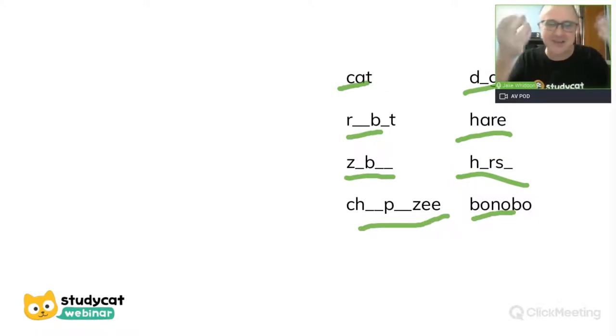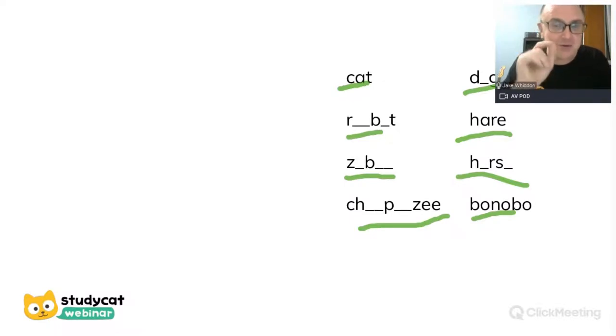Cat, dog goes together, kind of, right? Rabbit and hare, that's two types of rabbit type of thing. I don't know what they're called. A zebra and a horse, two types of equine animals. And a chimpanzee and a bonobo, they're both apes, right? Now, this is the interesting part.